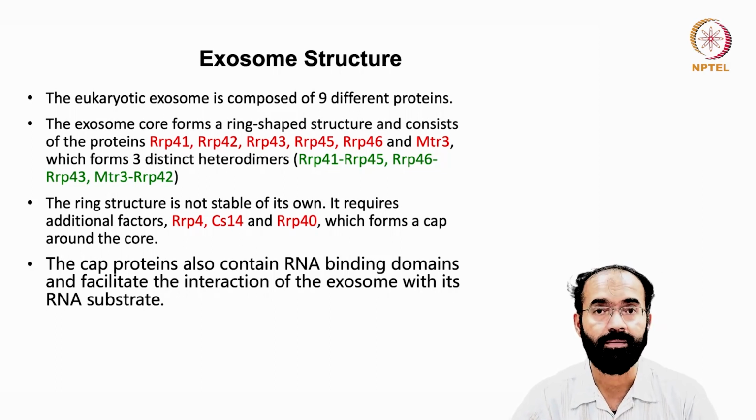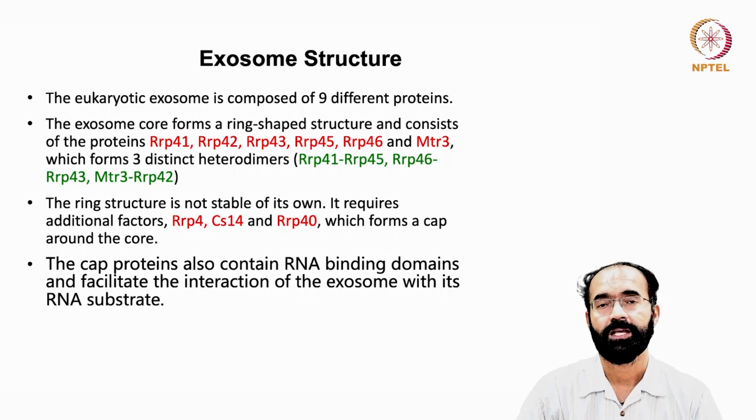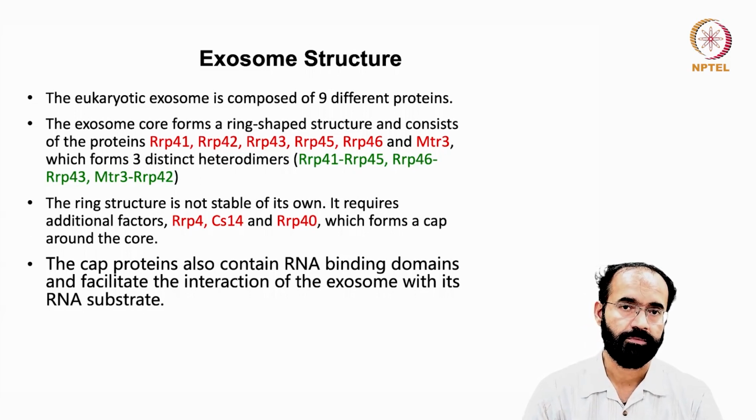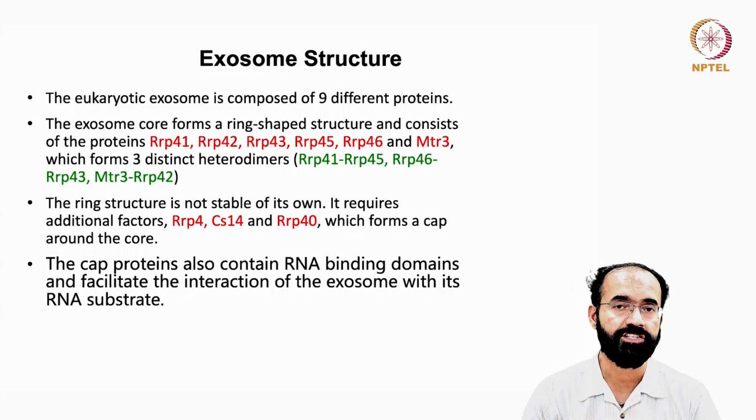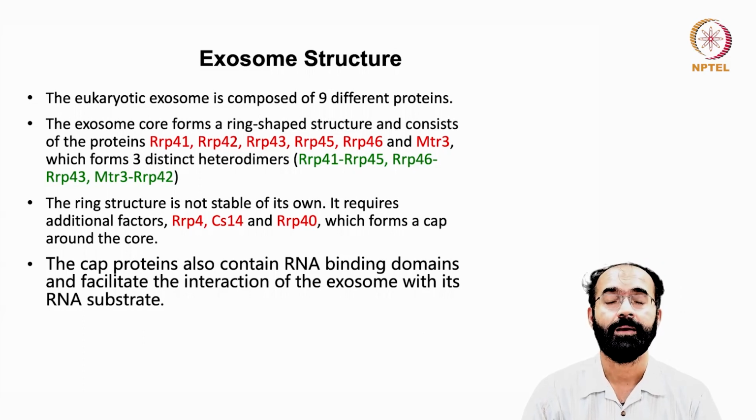The ring structure is not stable on its own. It requires further proteins such as RRP4, CSL4 and RRP40, which form a cap around the core so that it doesn't move apart. It is just like you are making a hut. You made pillars in a circular fashion, and there is a good possibility that the pillars may fall apart. So if you put a roof on top of that, all the pillars will stay united. Each pillar is strong on its own, but they are not connected to each other in a common structure. That common structure is the roof. If you make a roof, it will prevent the pillars from falling apart. Although the roof is sitting on top of the pillars, it also provides structural support to them. Same logic applies. So the unstable ring is now stabilized by a cap structure formed by RRP4, CSL4 and RRP40.